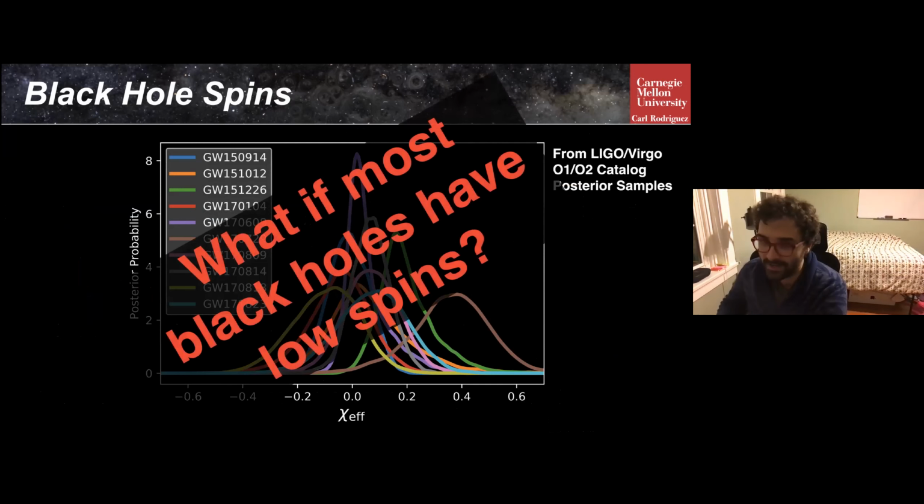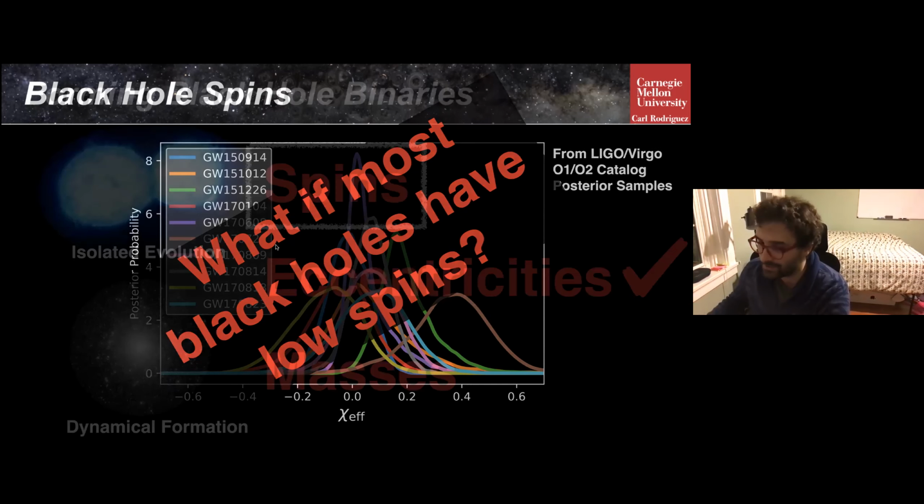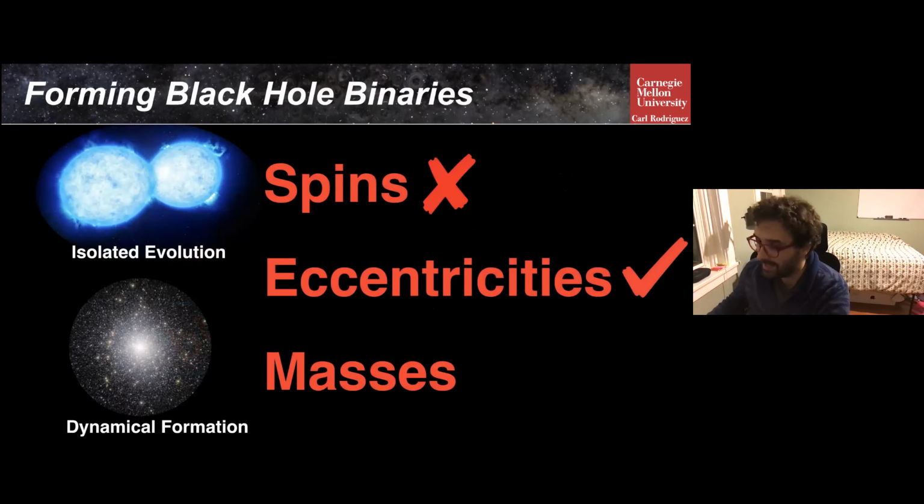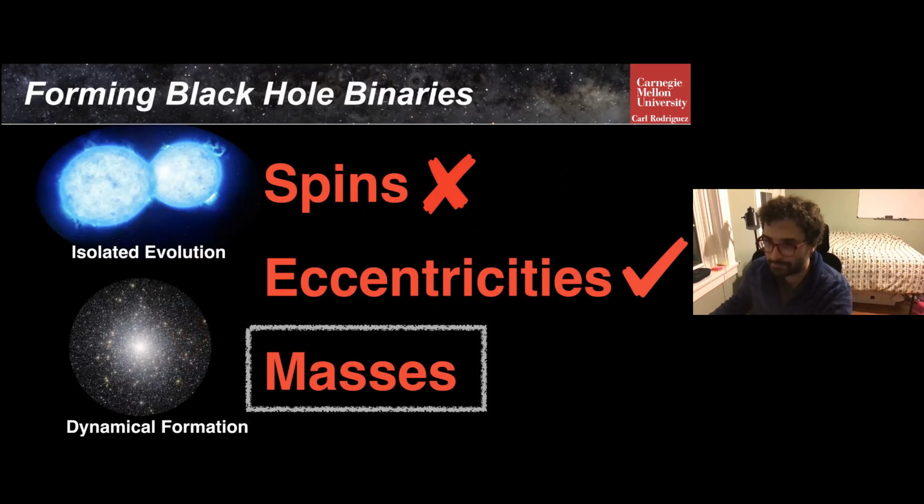And so we had to contend with the question, what if most black holes have low spins? What would that actually tell us about the formation scenarios? And would that have any unique implications for the formation scenarios? And the answer is yes. And that gets me to the third bullet point up here, which is the masses.